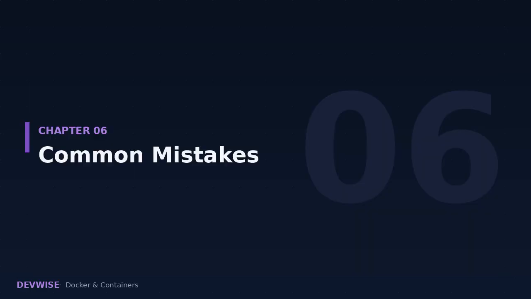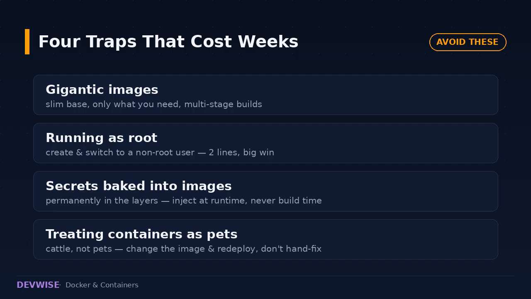Now the mistakes, because Docker is easy to start with and easy to misuse, and knowing the traps ahead of time saves you weeks. These are the ones I see again and again. Mistake 1. Gigantic images. It's easy to build a 2 GB image by starting from a full operating system and installing everything. Huge images are slow to build, slow to push, slow to pull, and slower to start. The fix is discipline.